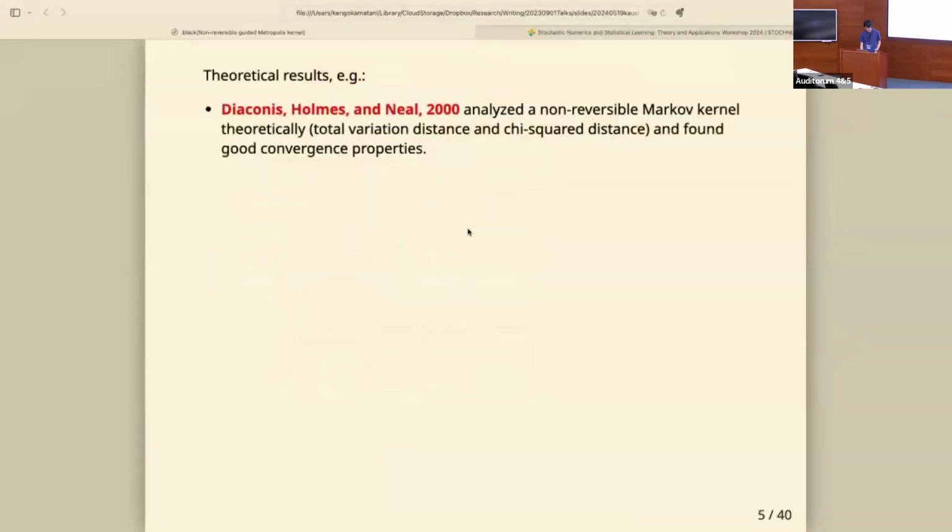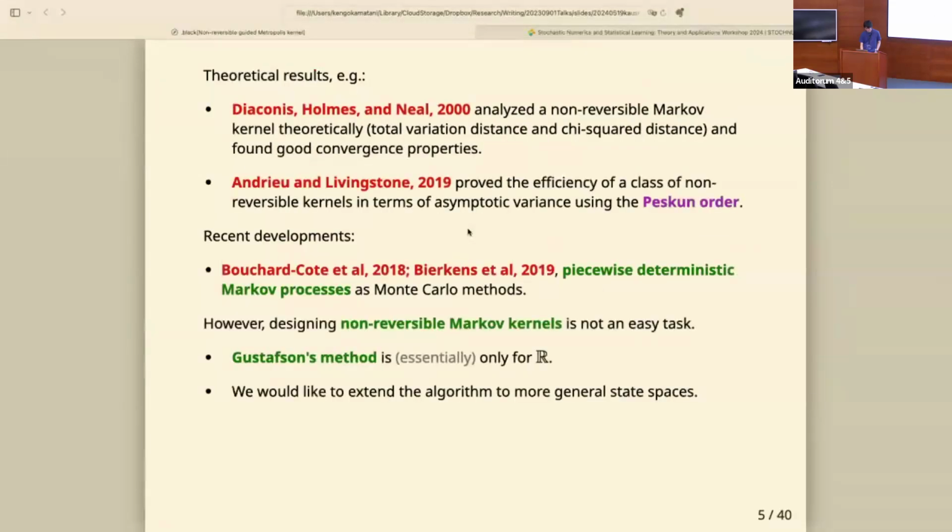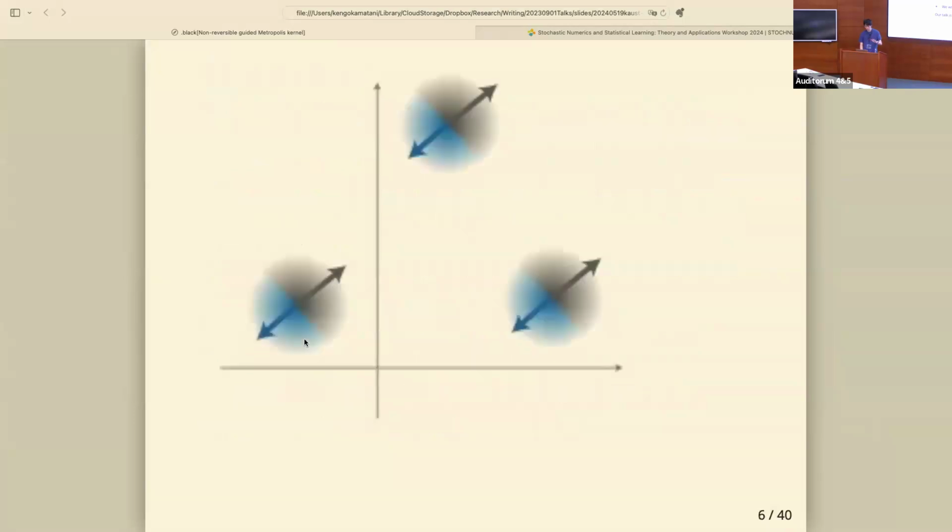Okay, let's move on. So there's a direction. In this talk, what we want to do is very simple. We want to extend the original algorithm into more general state space. Actually, we can apply Gustafson's method to the multidimensional case, but it is not ideal. Here we may call this the positive direction, and this blue one the negative direction, in the two-dimensional case.